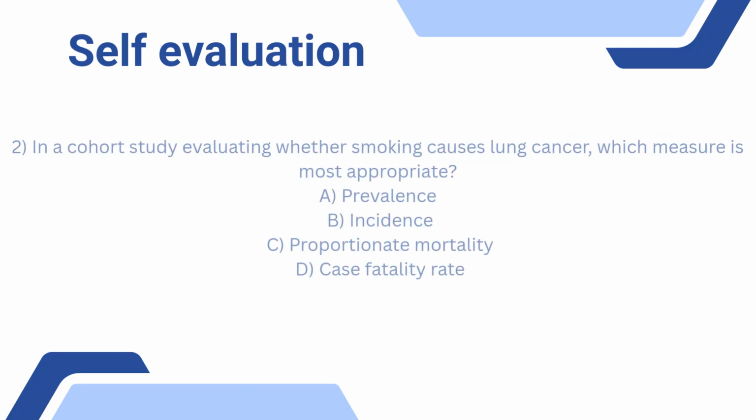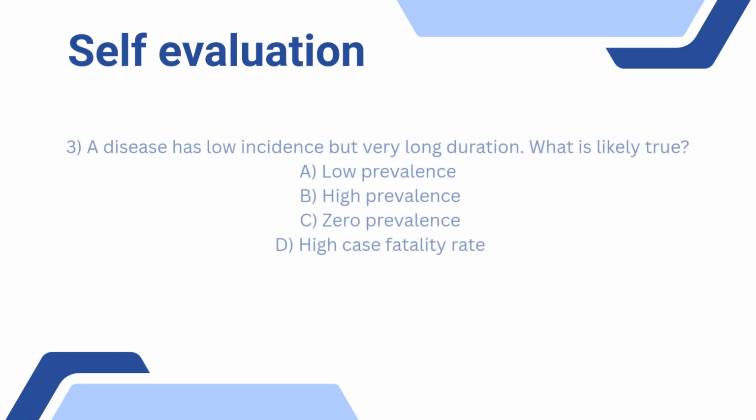Second question, in a cohort study evaluating whether smoking causes lung cancer, which measure is most appropriate? Prevalence, incidence, proportionate mortality, or case fatality rate? The correct answer is B, it's incidence, because we are studying risk and new cases developing over a period of time. The last question is, a disease has low incidence but very long duration. Which is likely true? Low prevalence, high prevalence, zero prevalence, or high case fatality rate? The correct answer is again B, high prevalence, because cases accumulate over time.